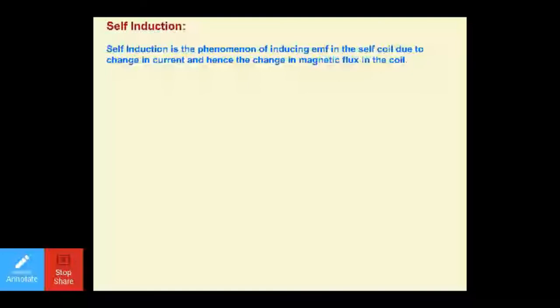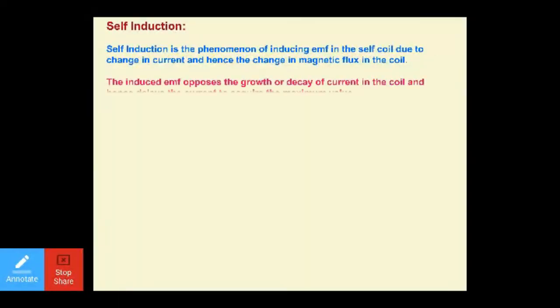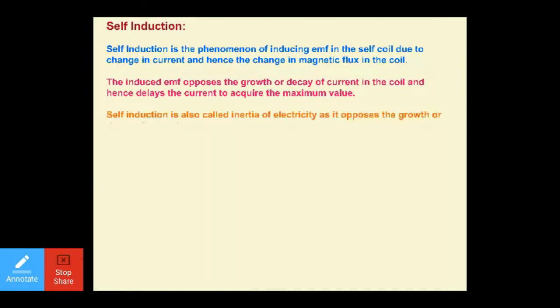Furthermore, self-induction. What is the process? What is self-induction? It is the phenomenon of inducing EMF in the self coil due to the change in the current and hence the change in the magnetic flux in the coil. One more point: induced EMF opposes the growth or the decay of the current. This is just Lenz's law.